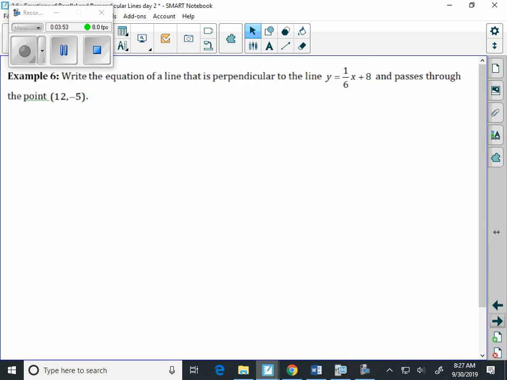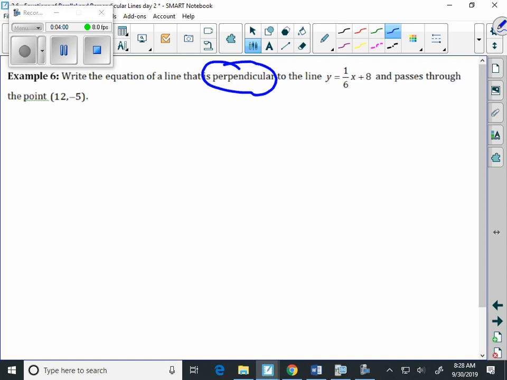Write the equation of the line that is perpendicular to the line. Well, this time we're going to deal with perpendicular to the line y equals 1/6x plus 8. And it passes through that point 12, -5. Well, again, our equation of our line is in slope-intercept form, which means that it's solved for y. And consequently, we can identify the fact that our slope is the number in front of the x, which is 1/6. Again, a reminder, the equation has to be solved for y.